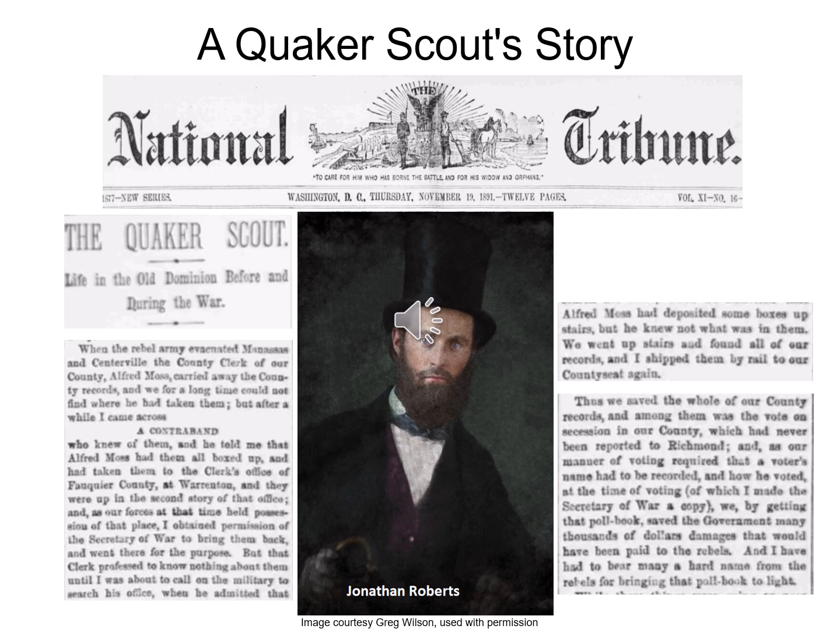When the Confederacy abandoned Fairfax, Alfred Moss, the county clerk, boxed up all court records and quietly hid them in the Warrenton courthouse. Jonathan Roberts, through his connections, found where they were and obtained a military pass to go get them and rescued them from loss, then made copies of them.